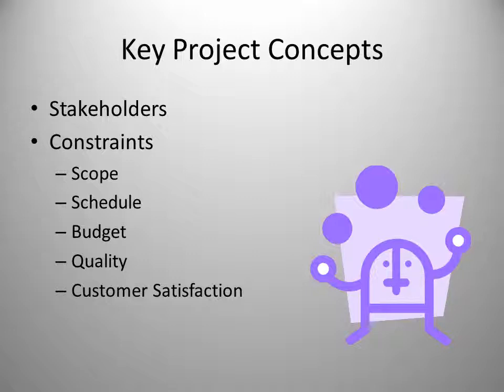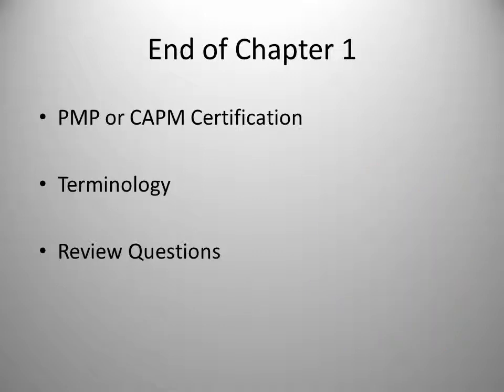So scope, which is what's included in the project and what's not included. Schedule, which is when things will happen in the project. Budget, which is how much will we spend in terms of both financial cost and in terms of how many hours we'll actually spend of person time working on the projects. The quality, how we'll know when we've produced what we thought we were going to produce at the level of quality we wanted, and whether or not the customer is satisfied with it. That's the end of Chapter 1.